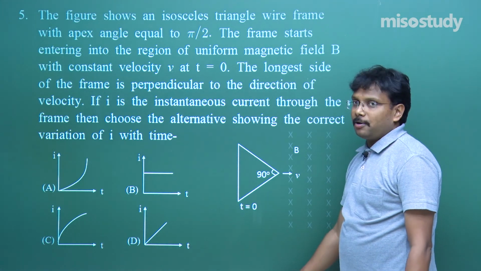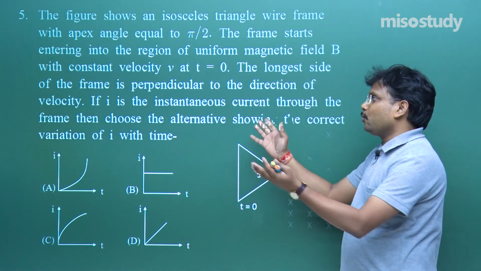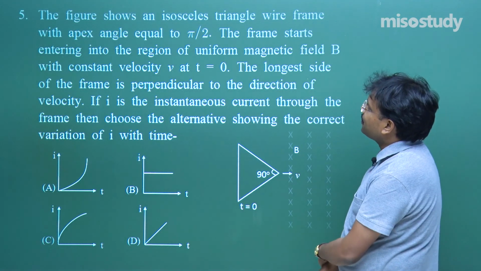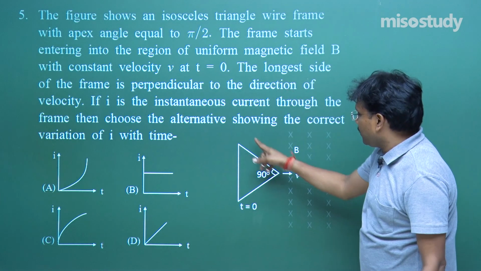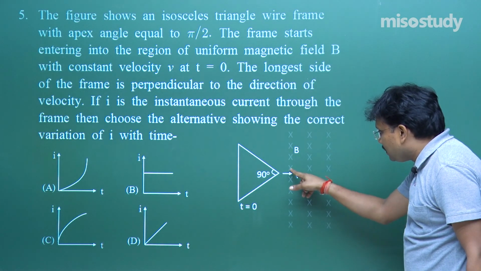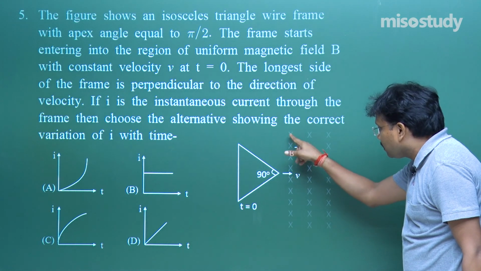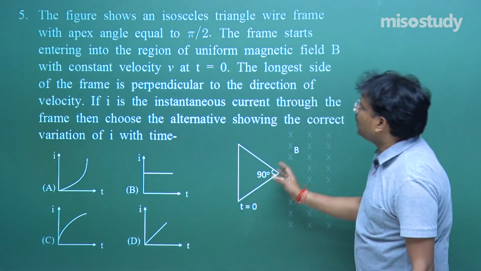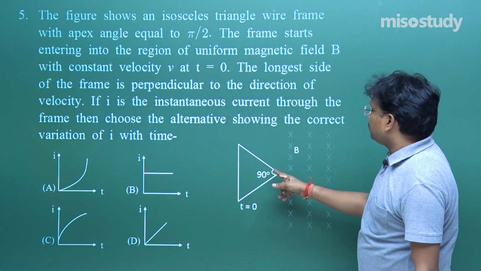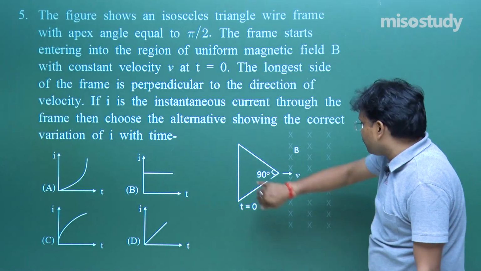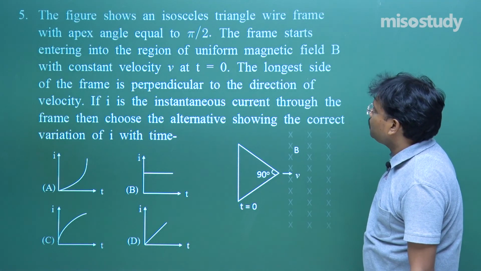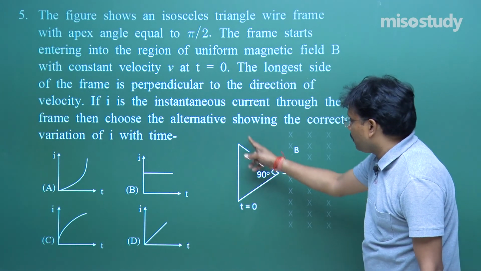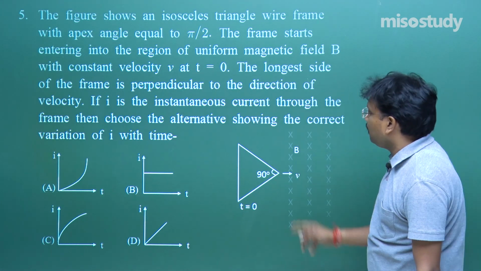This question is question number 5. You will say, oh my God, that was so big and this one is so big. Not like that. Be careful, listen carefully. The figure shows an isosceles triangular wire frame, and here I am sure you can easily look this small faded cross, that is nothing but representation or showing you the magnetic field lines. Apex angle is pi by 2. The frame starts entering with uniform velocity v. The longest side of the frame is perpendicular to the direction of velocity. This one is the longest side and this is the velocity.